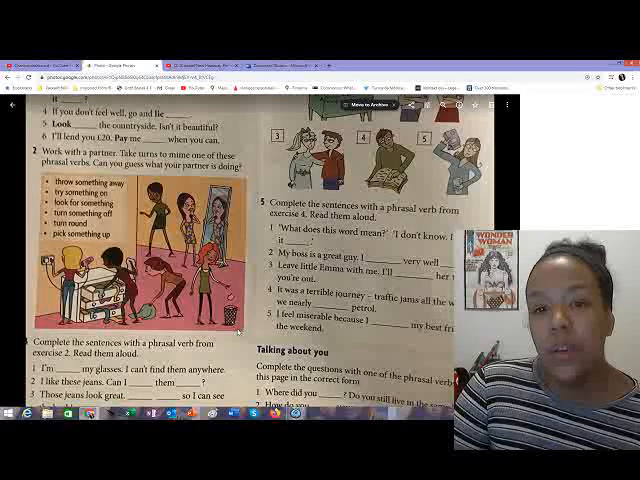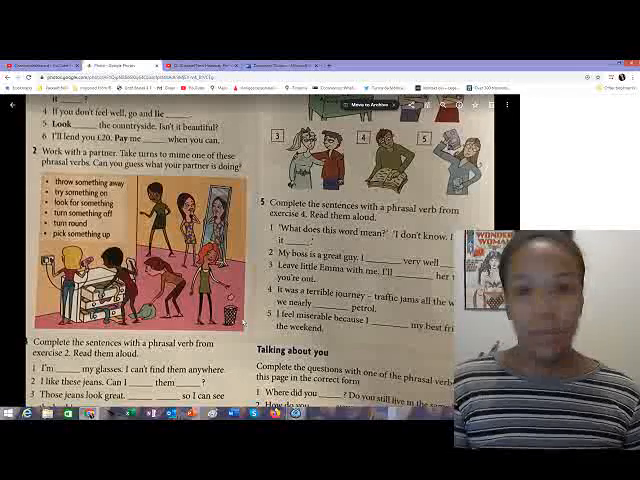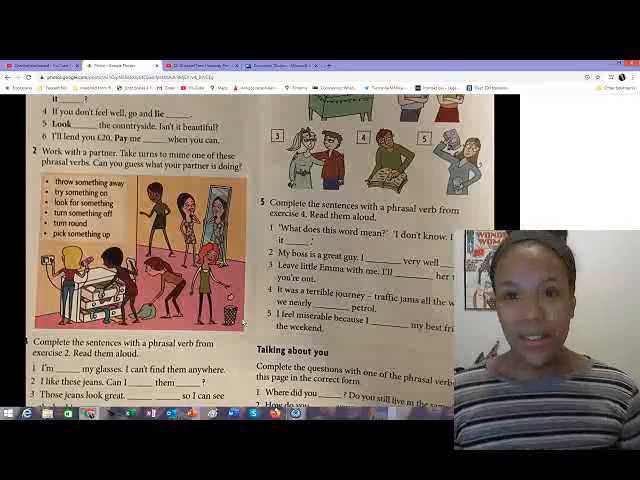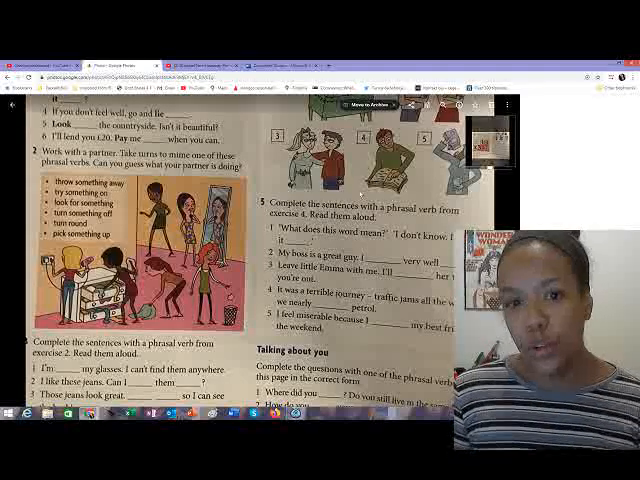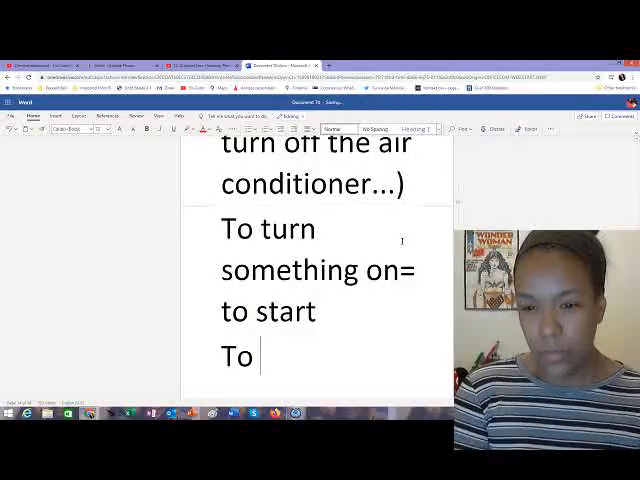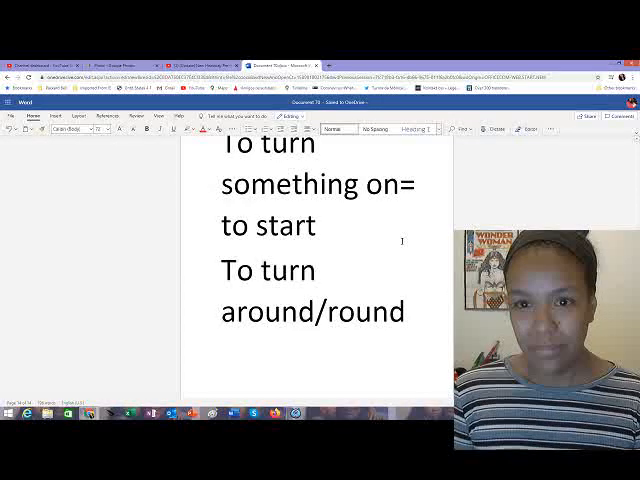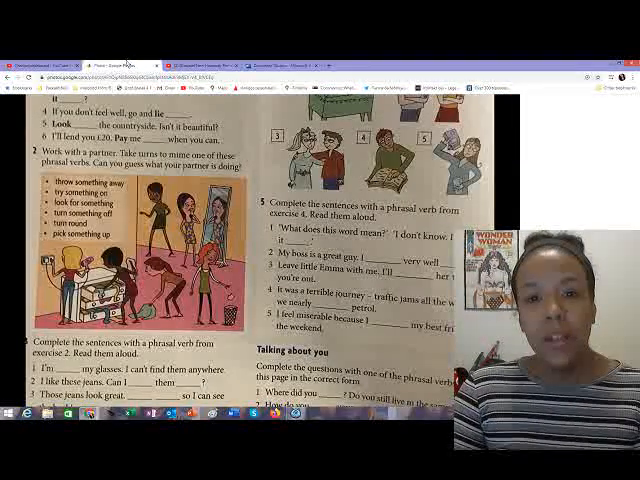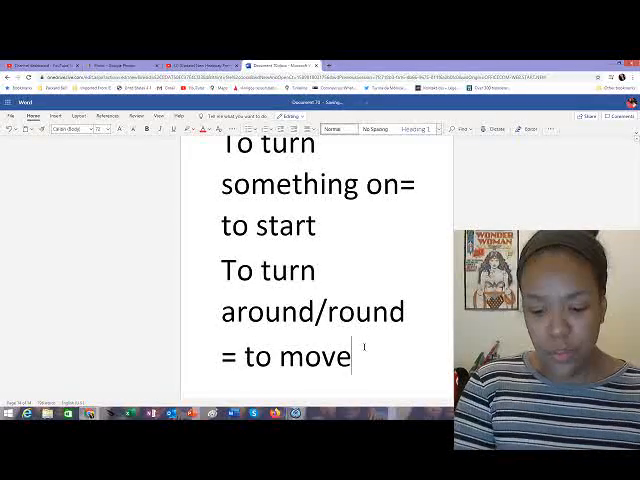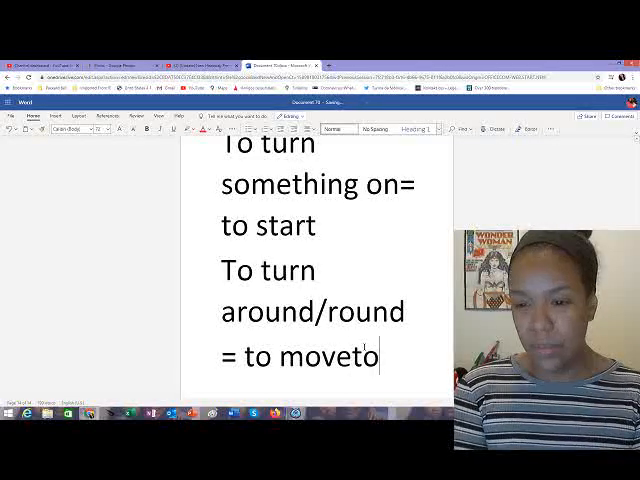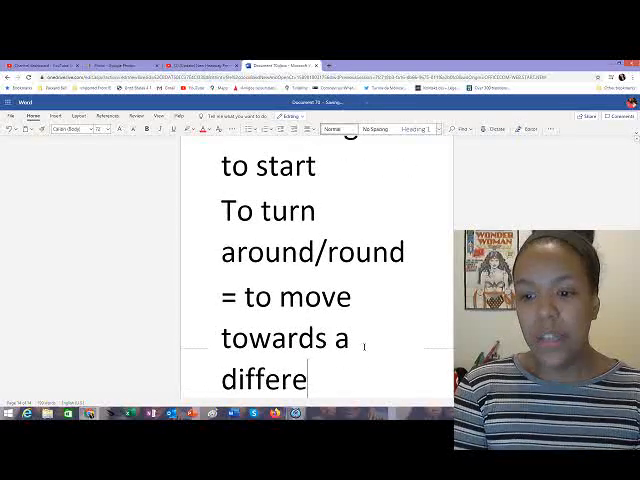To turn round or turn around. Turn around. I'm going to turn around to see what's going on. To move in another direction. To turn round or turn around. To turn around or turn round. To move towards a different direction.